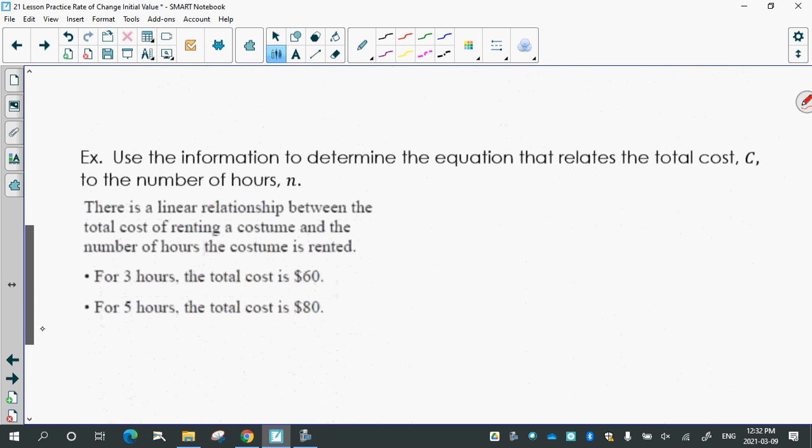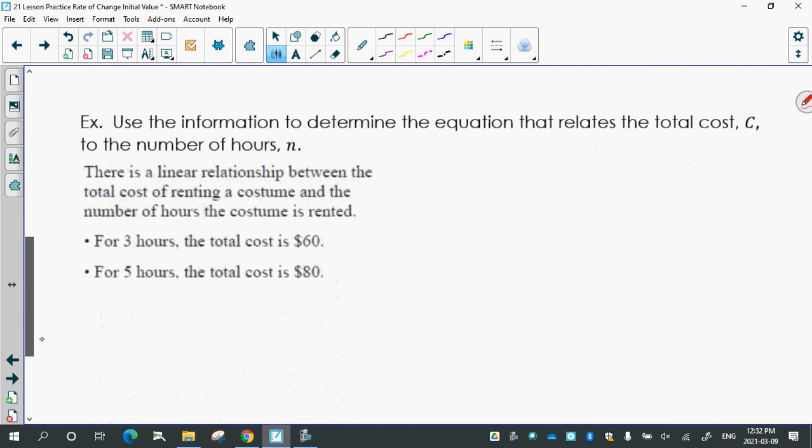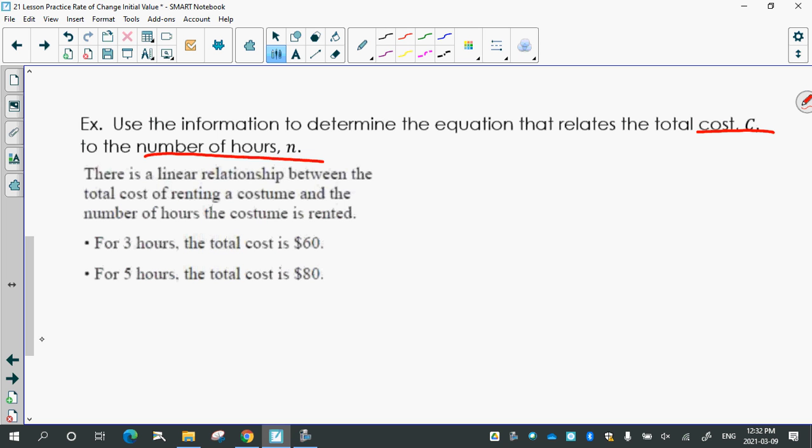All right. So our last one. Use the information to determine the equation that relates the total cost C to the number of hours N. There is a linear relationship between the total cost of renting a costume and the number of hours it's rented. For 3 hours, the total cost is $60. For 5 hours, the total cost is $80.